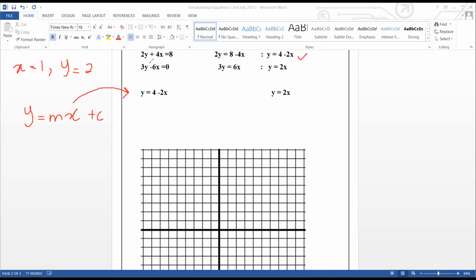Similarly, the second one also I kept 3y equals, so negative 6x, when you take it to the other side, it will become positive 6x. Then I wanted to find y, therefore I have divided the whole equation by 3 like this. Then I got y equals 2x, right? Now I have my two equations.